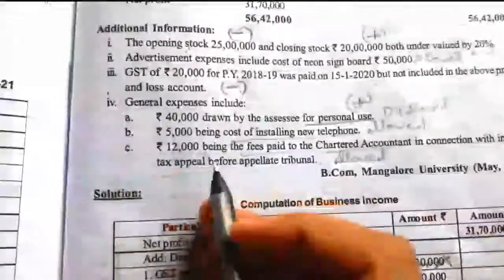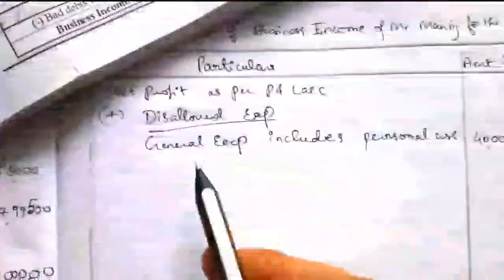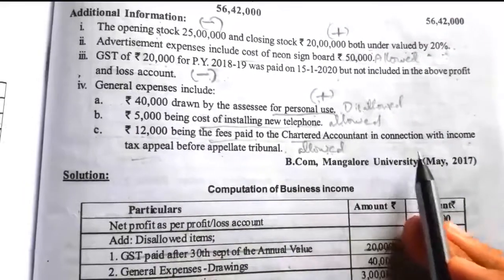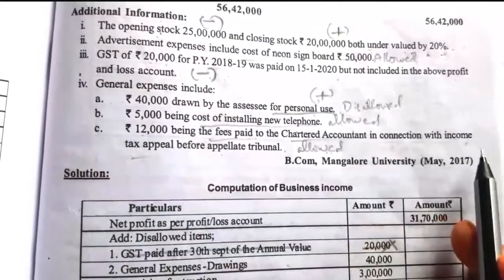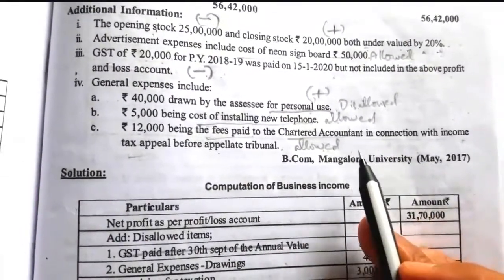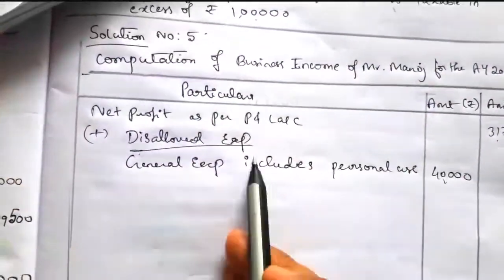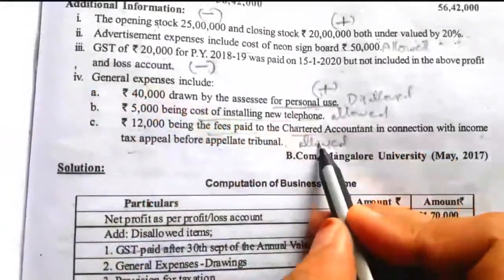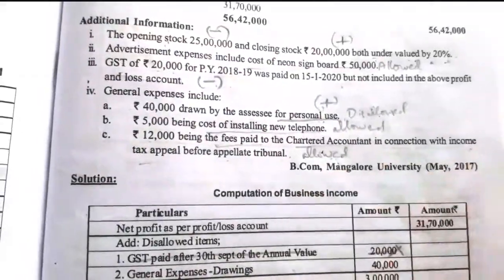Next, general expenses include the cost of installing a new telephone, allowed. We have to take only disallowed expenses, so allowed, ignore. Then 12,000 paid to the chartered accountant in connection with the income tax appeal before the appellate tribunal. So it is an allowed business expense, it should be there in the net profit, so don't cancel it by adding it as a disallowed expense. The remaining two expenses included in the general expenses are allowed. So only this one is disallowed, and we have to add it to the net profit.